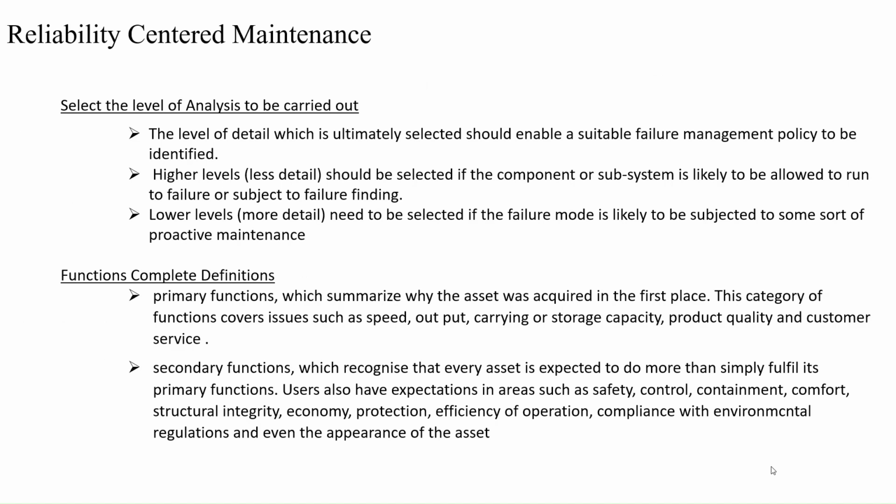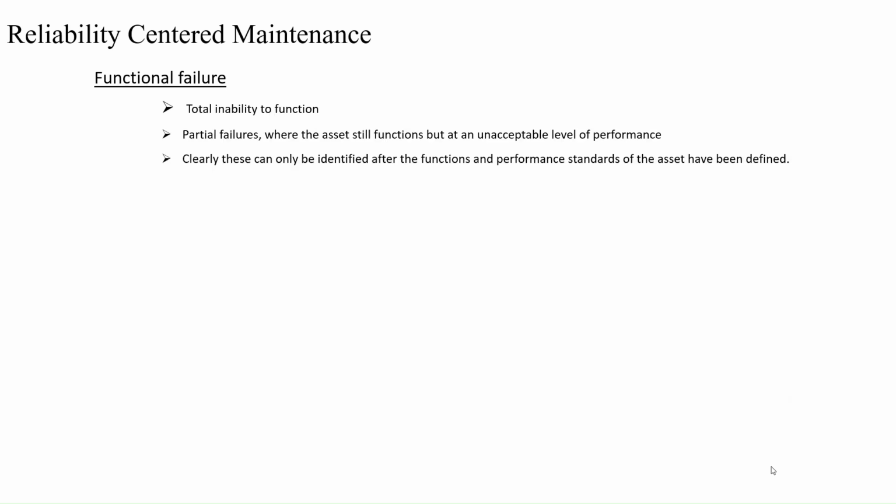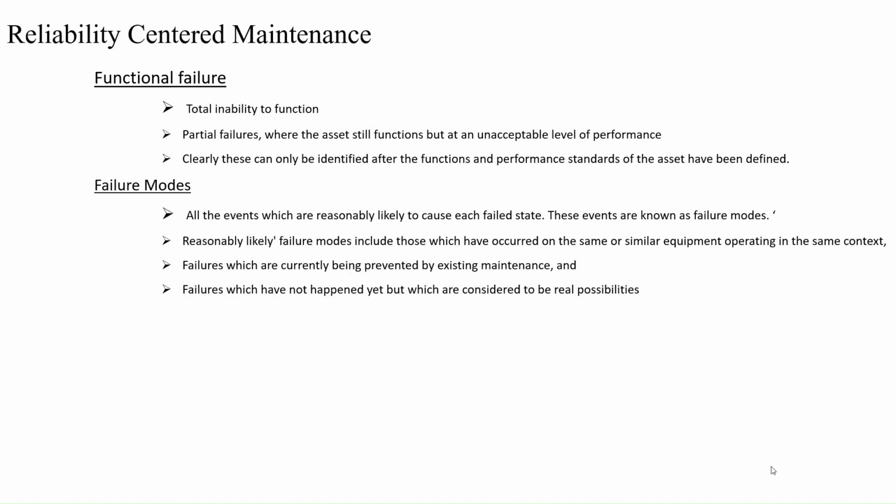Let's look at details about each RCM question and their context. What is functional failure? Total inability to function. Partial failures, where the asset still functions but at an unacceptable level of performance. Clearly, these can only be identified after the functions and performance standards of the asset have been defined. What is failure modes? All the events which are reasonably likely to cause each failed state. These events are known as failure modes.